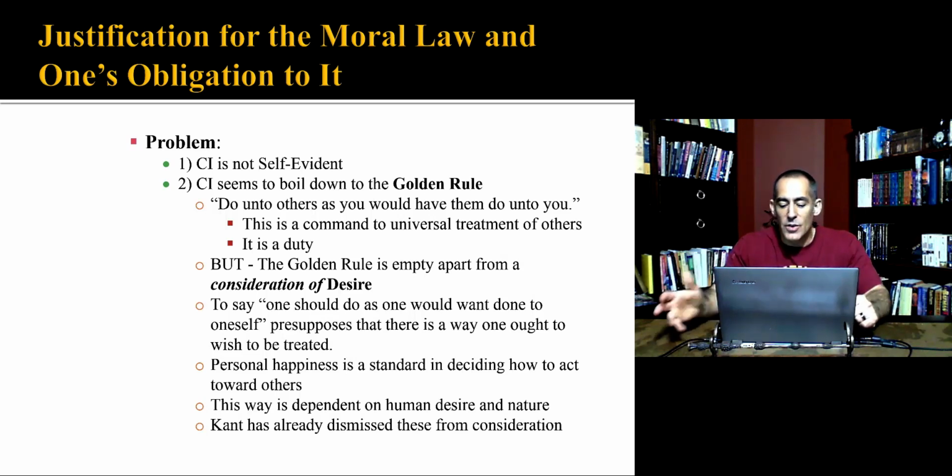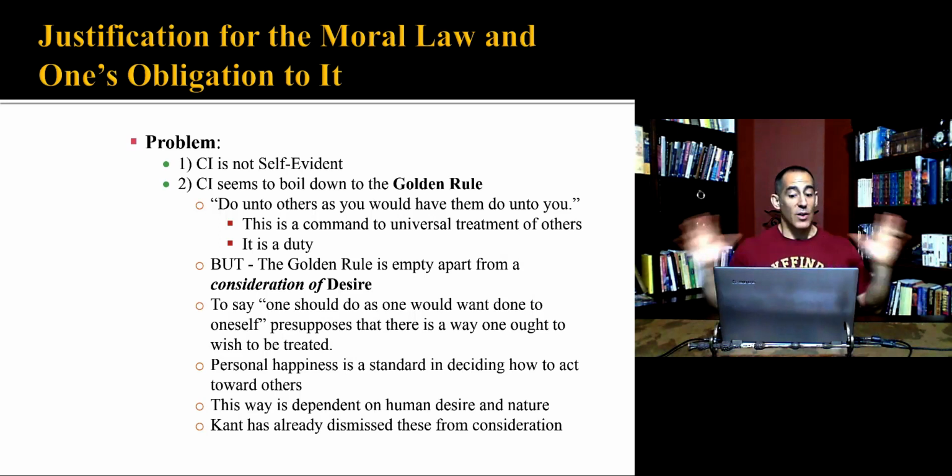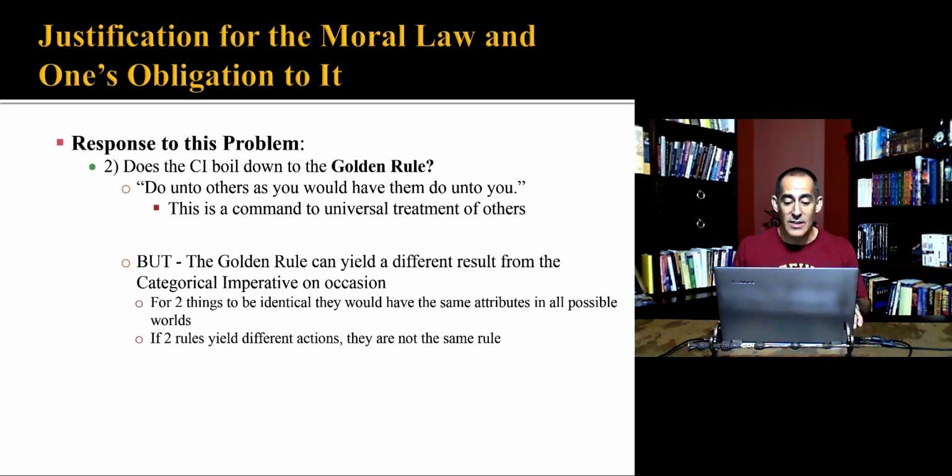To say one should do as one would want done to oneself presupposes that there's a way we want people to treat us, right? And personal happiness is generally going to be the standard by which we act. And Kant has already dismissed desire and personal satisfaction from our consideration. So if the golden rule is the same as the categorical imperative, then Kant has completely misled us with this idea of a categorical imperative being separate from desire. But then again, like I said, maybe these are not the exact same thing.